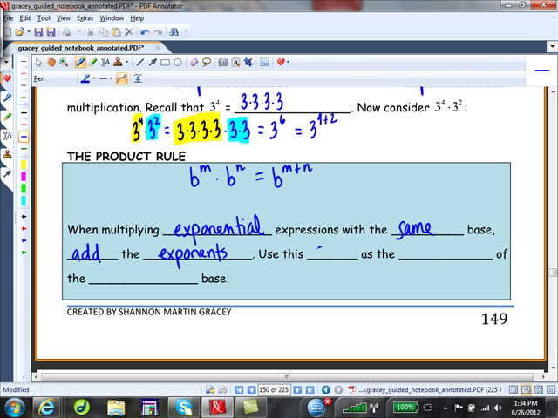Use this sum as the exponent of the common base.